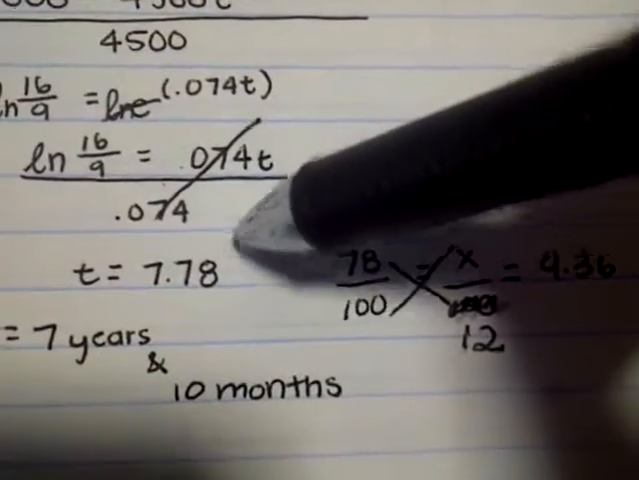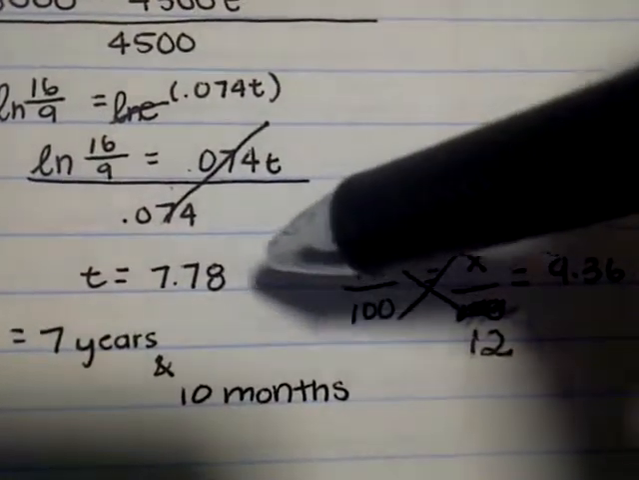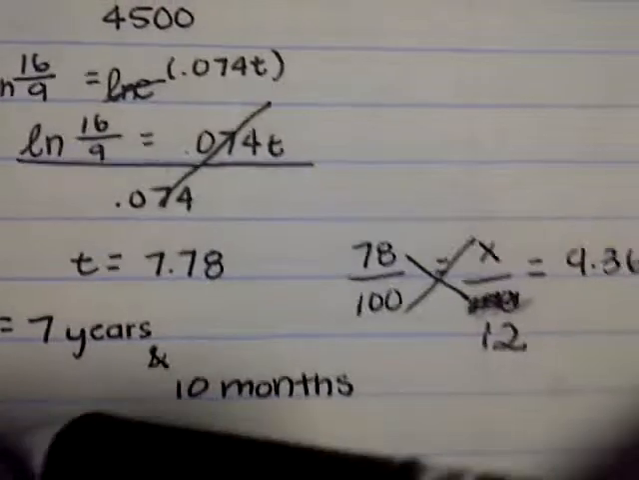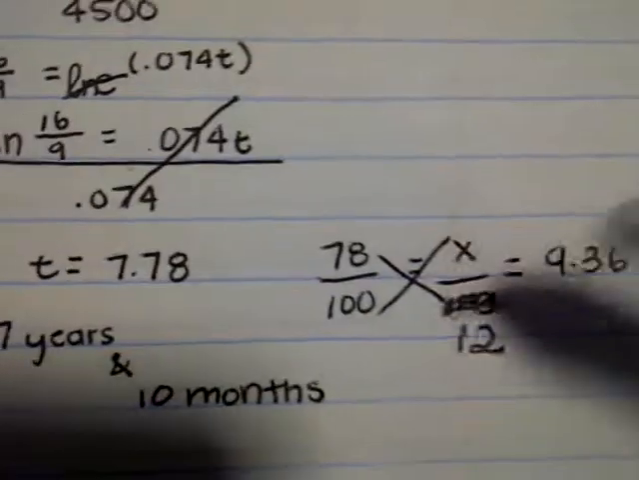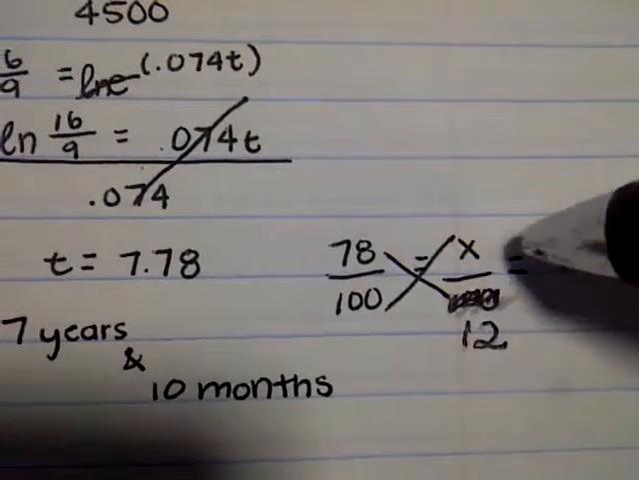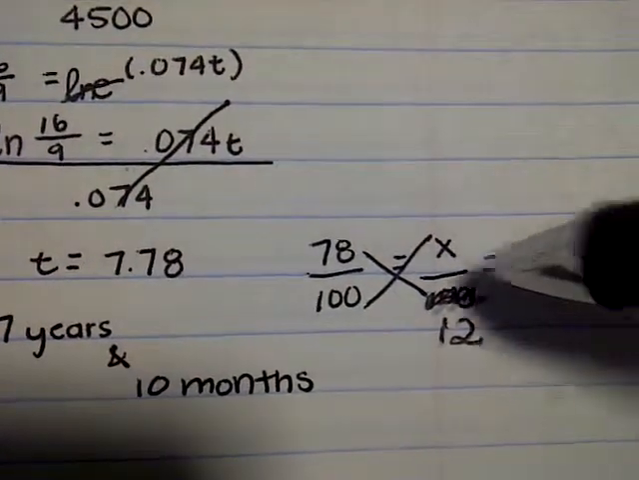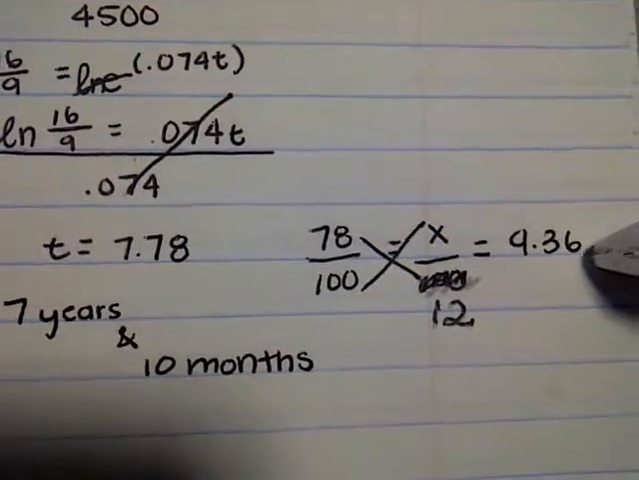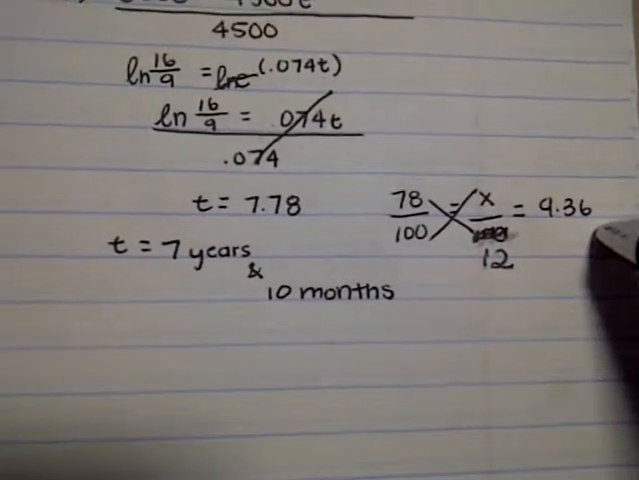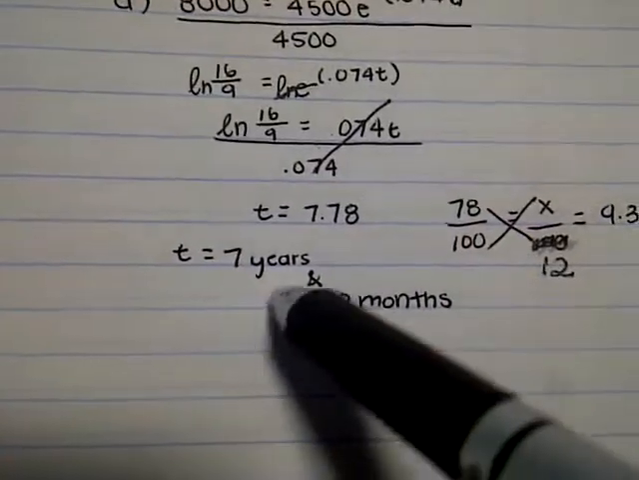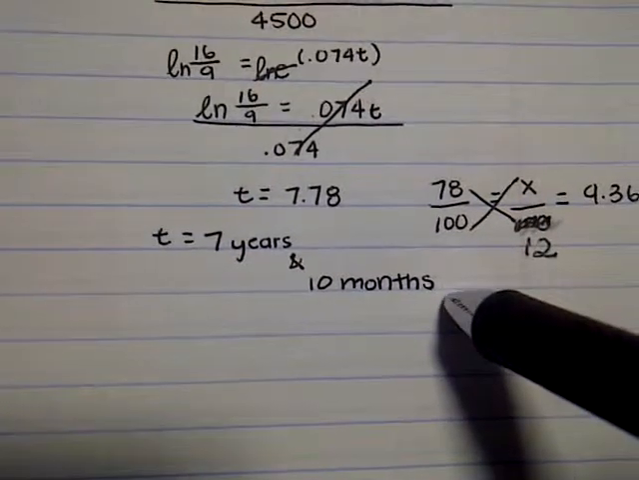But you're not done yet, because now you need to convert this, now you need to add the months to go with it. We already found the years, so in order to find the months, you put 78 over 100 equals x over 12. You cross multiply both sides, and x should be 9.36. You always round the answer up, so 9 becomes 10, so the answer should be 7 years and 10 months.